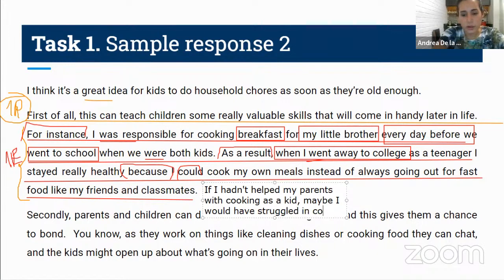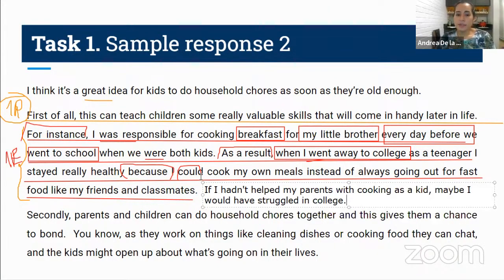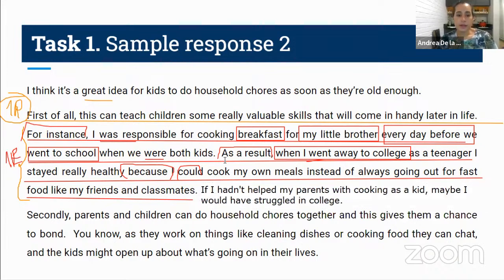Struggled in college, right? So let's imagine that he added this sentence at the end as a conclusion for his example. If he says, so if I hadn't helped my parents with cooking as a kid, maybe I would have struggled in college, right? So not only does that serve like a closing idea, but it's also good for grammar because it's a third conditional. So basically, his example has good details, it's well connected, it has good grammar.